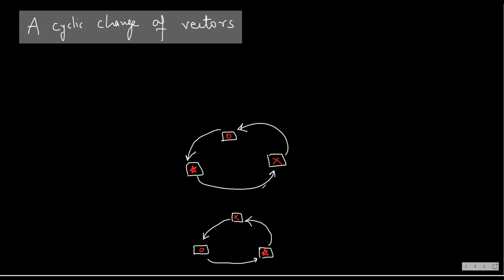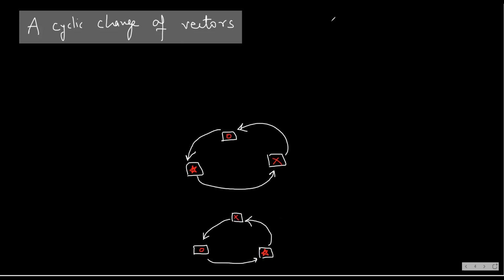When you are interchanging any two, one out of the three remains at its original position. See, if I interchange circle with cross, the star will remain where it is. If I interchange star with circle, then cross will remain where it is. But when I'm going for a cyclic change, you notice that all of them have changed their position.